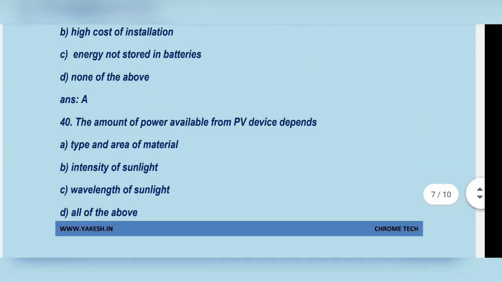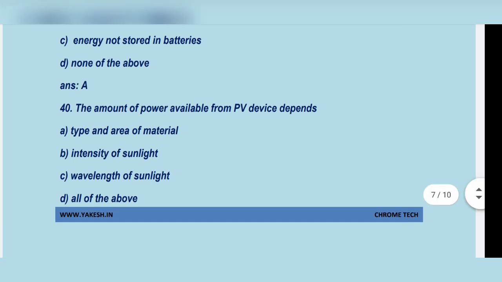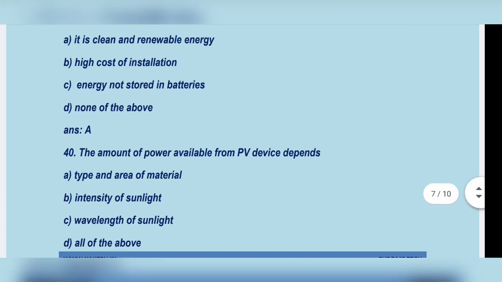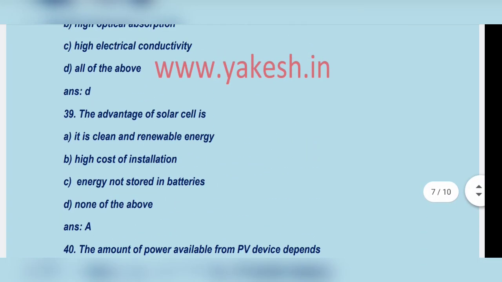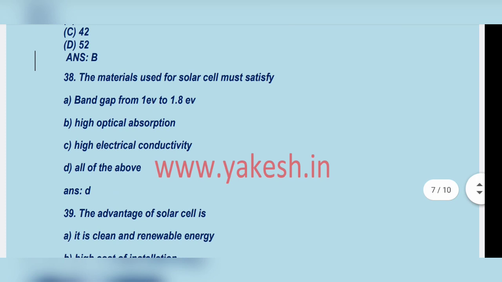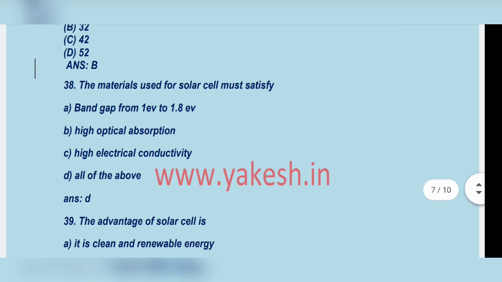The amount of power available from PV device depends on option D, all of the above. Advantage of solar cell is option A, clean and renewable energy. The material used for solar cell must satisfy option D, all of the above: band gap, high optical absorption, high electrical conductivity.